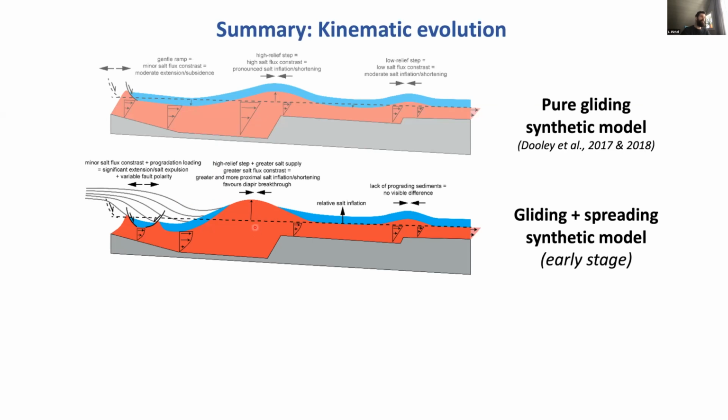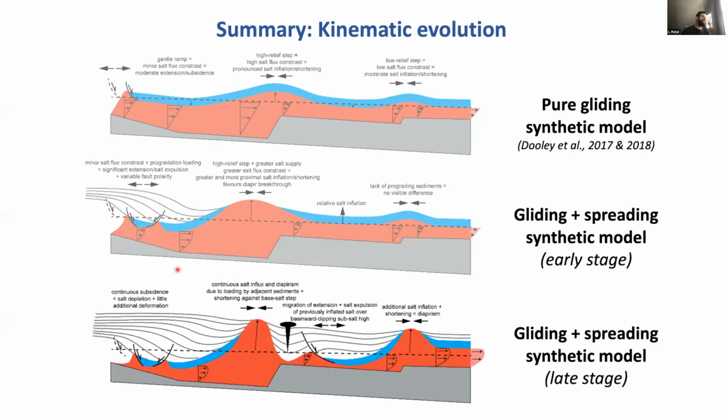We can actually help diapirs break through this area of inflation. So you not only just have folding and contraction, you can actually have diapirs breaking through the area. It can also change the polarity of normal faults because, as I mentioned, the differential loading starts to influence these polarities. And in later stages, the effects of loading and spreading can actually reverse some of the effects that you'd expect with a pure gliding scenario.